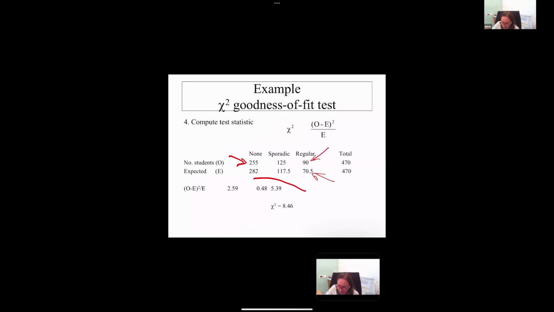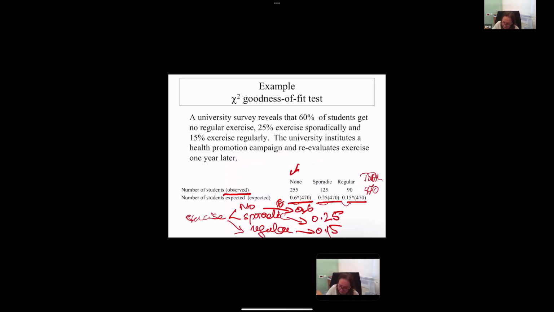Where does 282 come from? If you recall, this is 0.60 times 470. And this is 0.25 times 470, and the 70.5 is 0.15 times 470. Expected are the number of students we would have expected to do no exercise, to exercise sporadically, or to exercise regularly under the null hypothesis of 60%, 25%, and 15%.